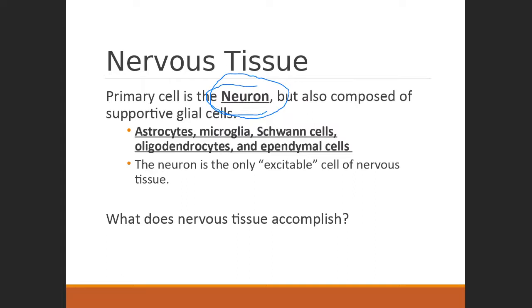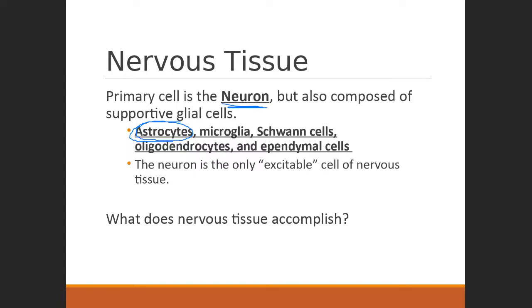The other cells that are associated are all supportive to the neuron. They all help the neuron do its job. And as a whole, collectively, we call them the glial cells, implying that they're supportive. They all play a role in maintaining the neuron. The astrocytes maintain the chemical environment around the neuron.